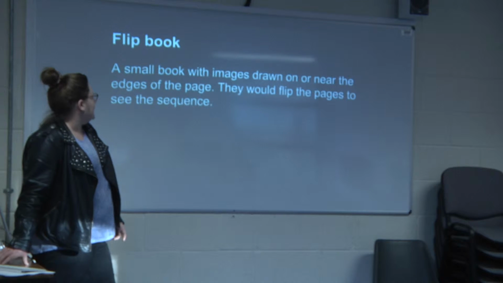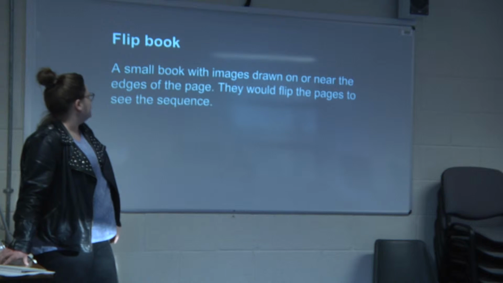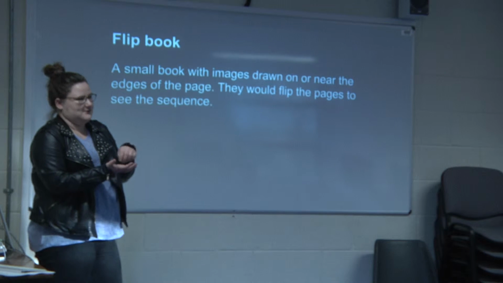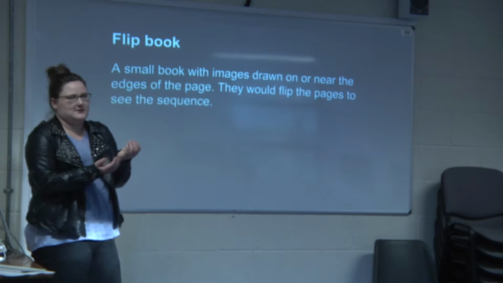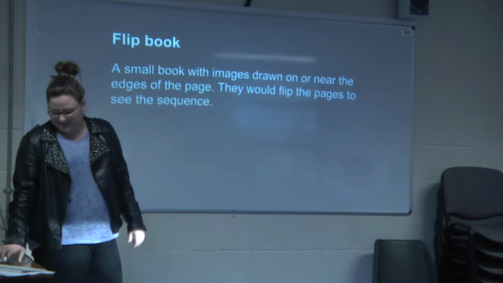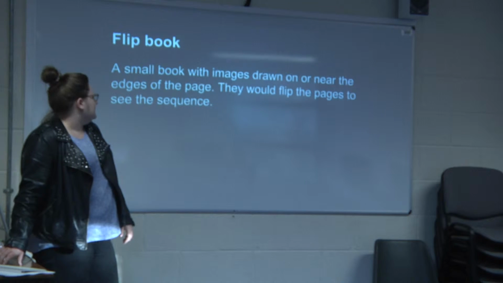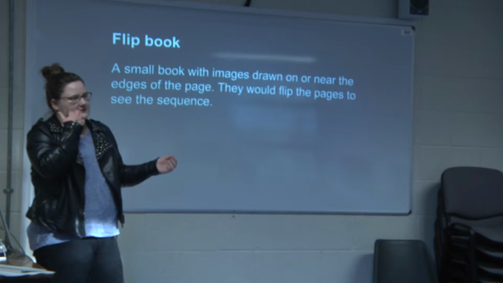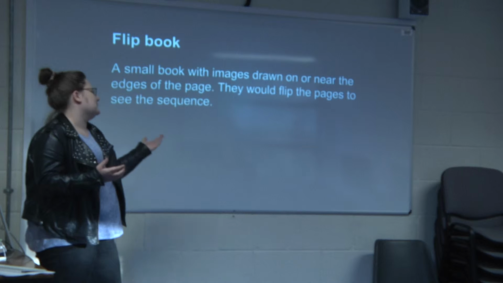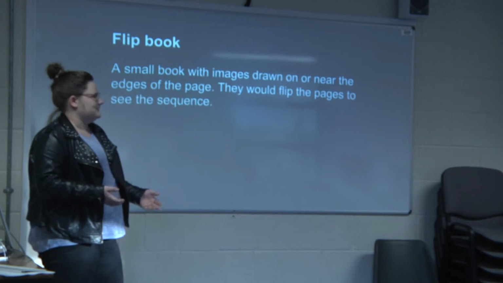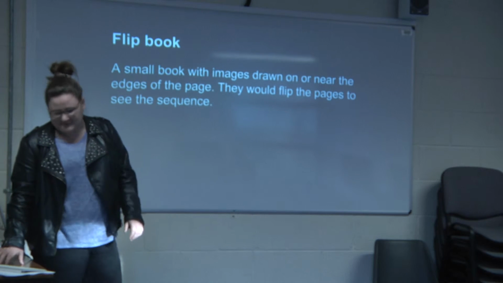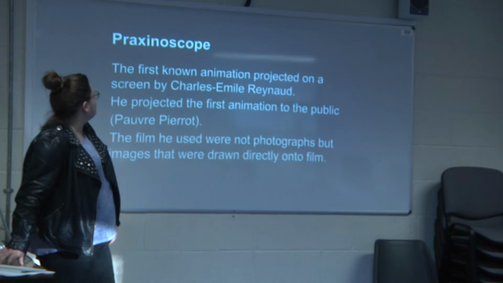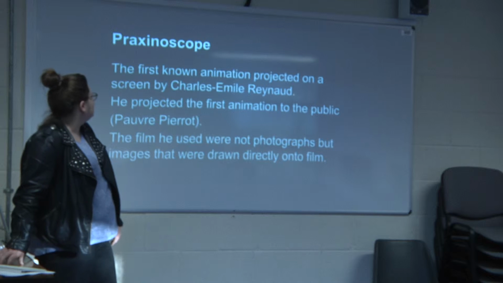Then the flip book, again from the late 1800s. Everyone knows what a flip book is, pictures drawn at the bottom. It would have to be kind of light paper to be able to move quite fluidly. They would flip the pages to see the sequence, but there were drawbacks with this because, with all of these, they have to be short because you couldn't have a big heavy book and be flipping the book for ages. There's a picture of it there. And then the praxinoscope.